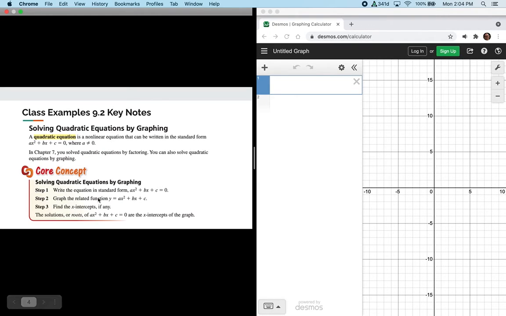Down here we have our steps. Step 1, write it in standard form, so get it equal to 0. If it's not equal to 0, get it equal to 0. Then we're going to take that equation and type it into Desmos. And then any of our x-intercepts, that's what we're going to find.